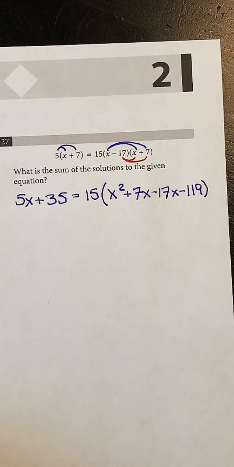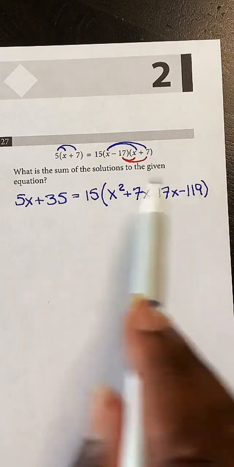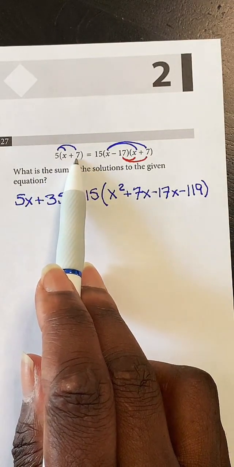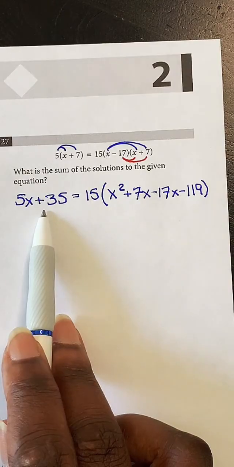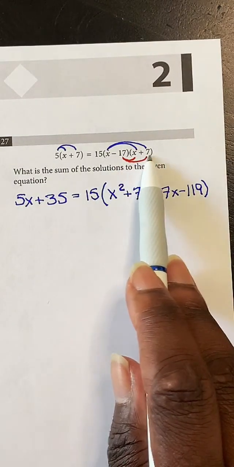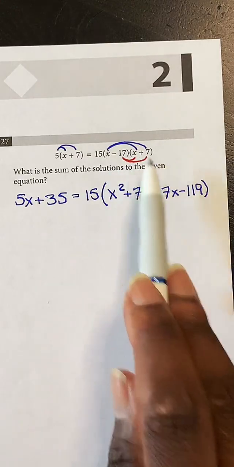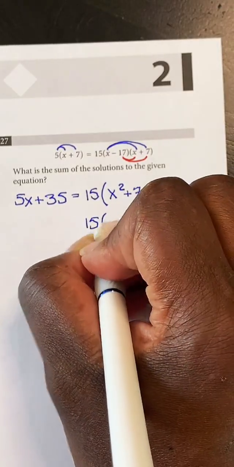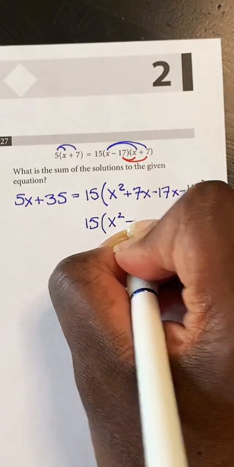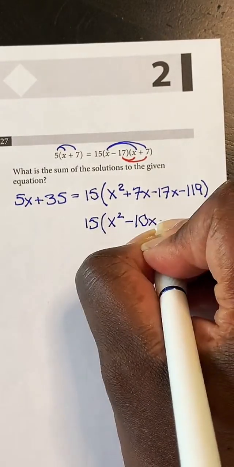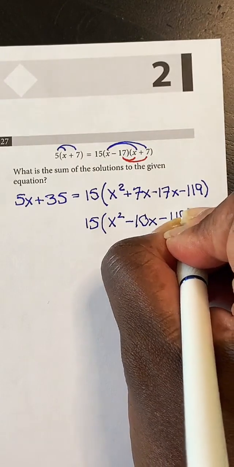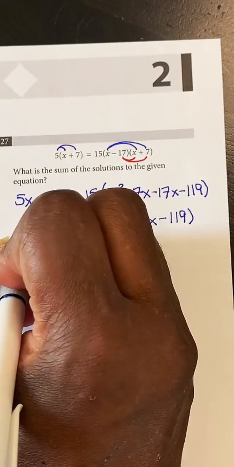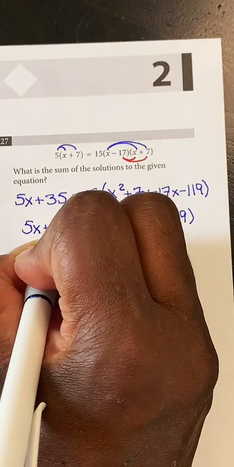Okay, are we okay? So all we did, we distributed the 5 to the x and the 7. So that's what's happened on the left-hand side. Then we did the FOIL with the 2 parentheses on the right-hand side, and we're going to get our like terms together. So we have our x squared minus 10x minus 119, and bring down our 5x plus 35.